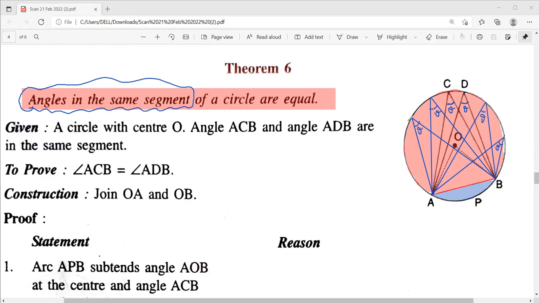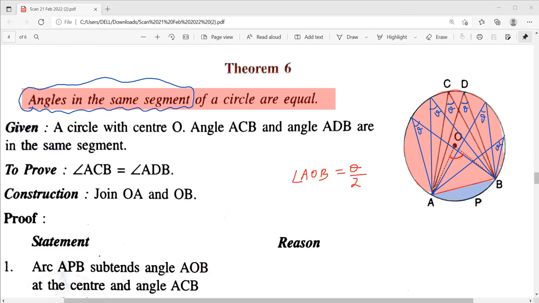Okay students, now I want to ask you one question. Given that these all angles are theta, can you tell me the measure of angle AOB? AOB will be theta upon 2.